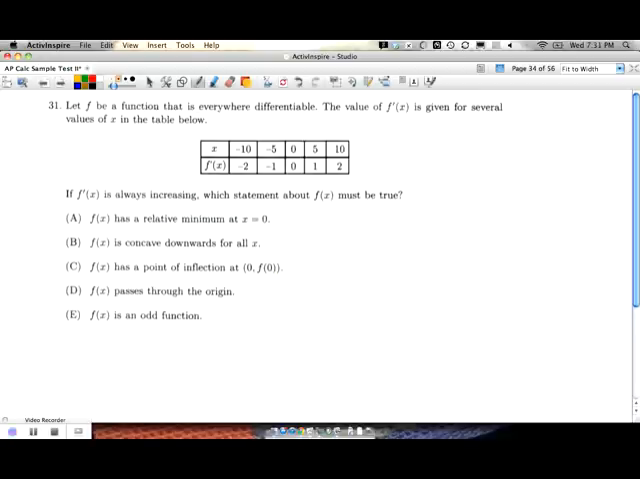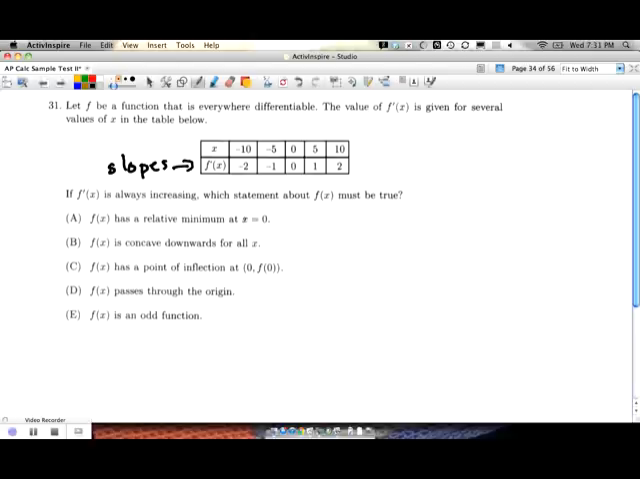Let's look at number 31. It says this function is everywhere differentiable, given for several values of x in the table below, and is always increasing. Which statement about f of x must be true? Now notice again that the values that they're giving us is the derivative, so we're talking about slopes here. Let's see how we can relate that to the information below.